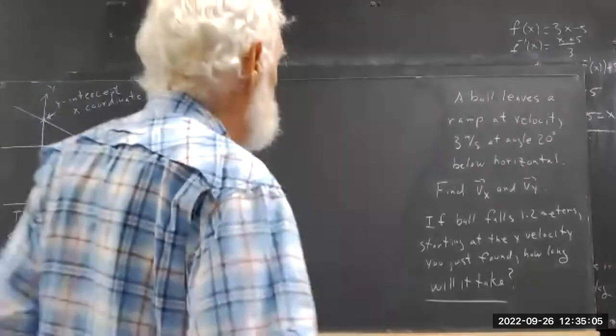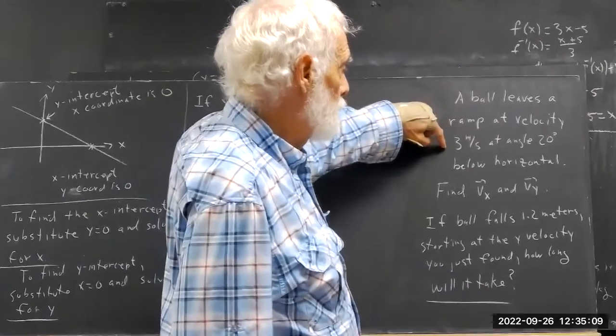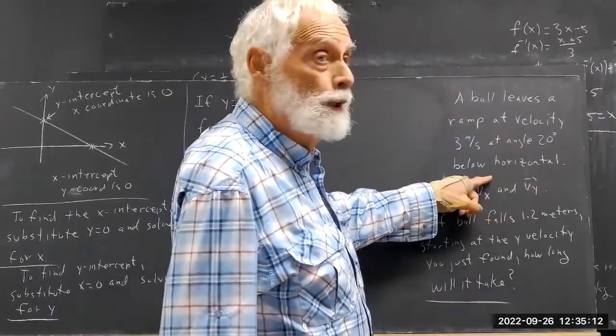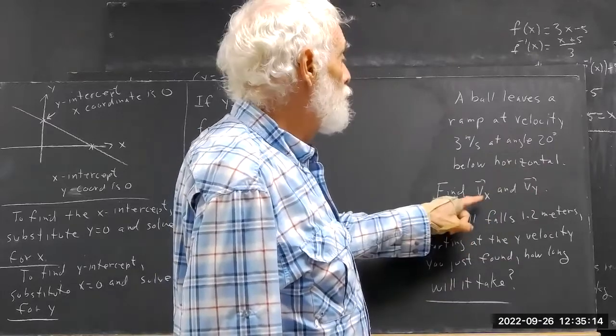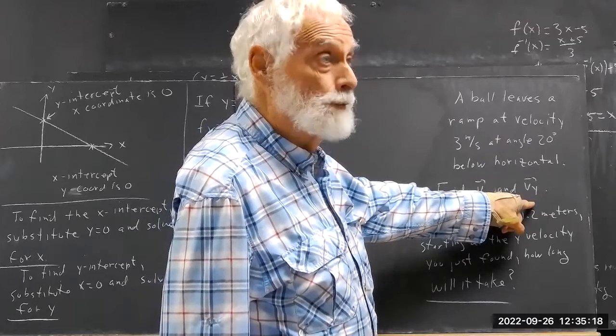Okay, just a kind of a quiz here. I want you to work this out. A ball leaves the ramp with velocity 3 meters per second, at an angle of 20 degrees below horizontal. Find the x and the y component vectors of the velocity.